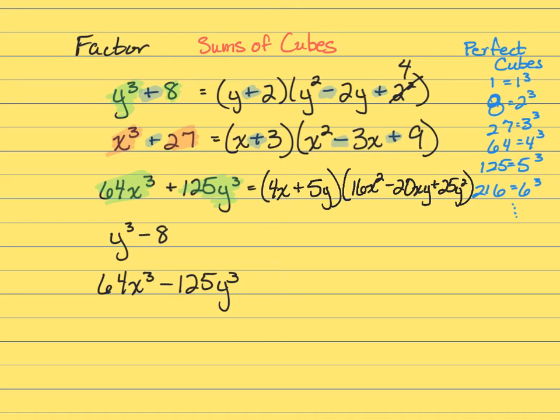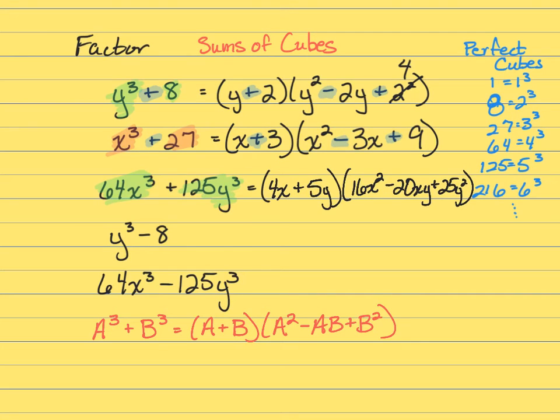Now, we should mention this. Let's put this down here. The formula, if you're dealing with sums of cubes, looks like this. If you're factoring something cubed plus something else cubed, it will factor into a plus b times a squared minus ab plus b squared. And there's your formula.